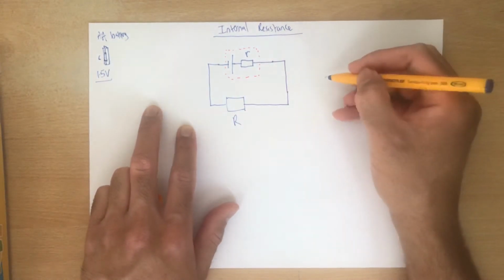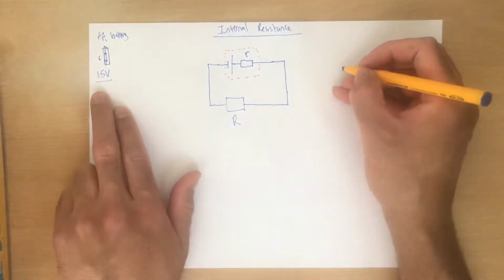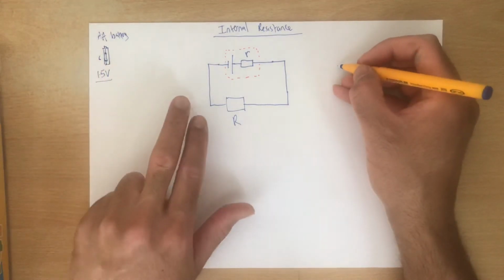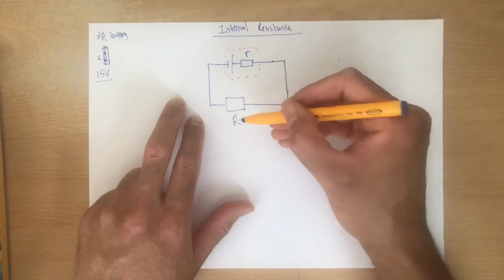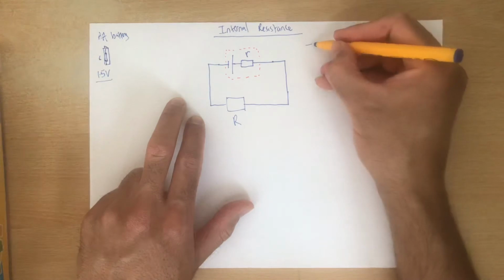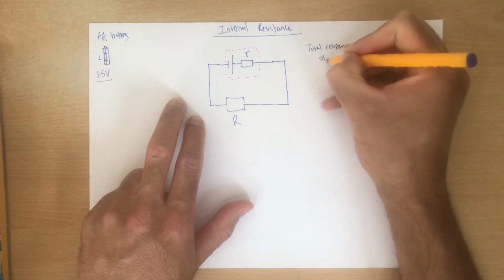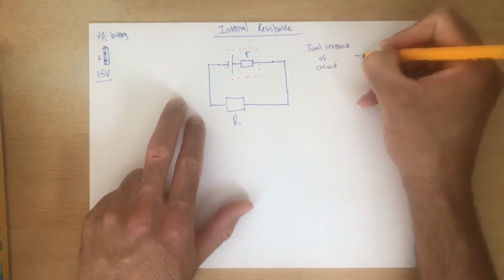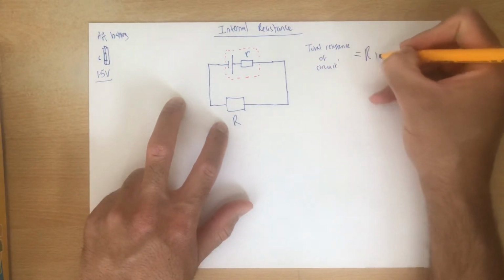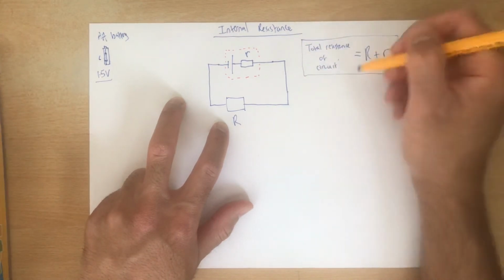So what we've got at the moment is 1.5 volts over here, which is basically the label on the AA battery. We've got the internal resistance, and we've got big R, which is the resistance of this resistor over here. So the total resistance of the circuit is not just R, it's actually R plus little r. We're going to remember that as well. So that's the total resistance of the circuit itself.